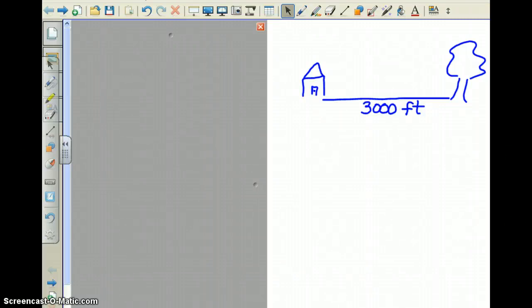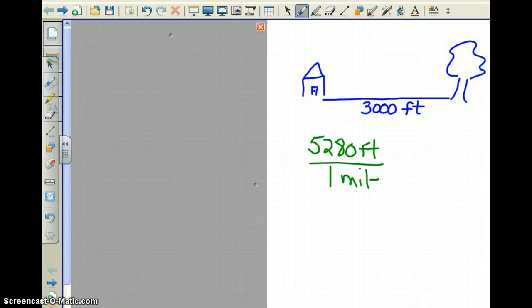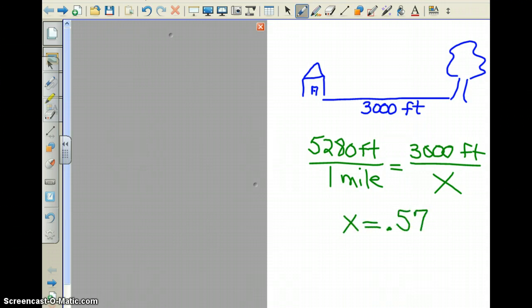On a land survey, if I know that the distance between my house and a big oak tree in the backyard is 3,000 feet, and I want to convert that into miles, I need to know how many feet are in a mile. So there are 5,280 feet in 1 mile. So then I can make a proportion and say, well, if I have 3,000 feet, I can figure out the number of miles by cross-multiplying. So 3,000 feet is approximately 0.57 miles.